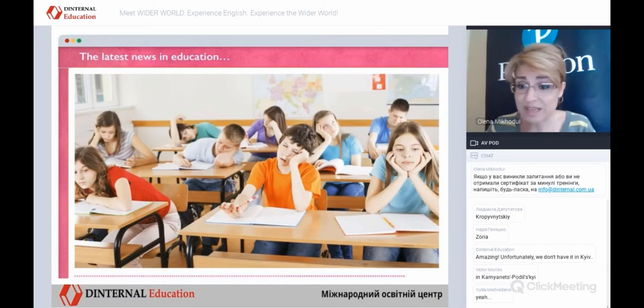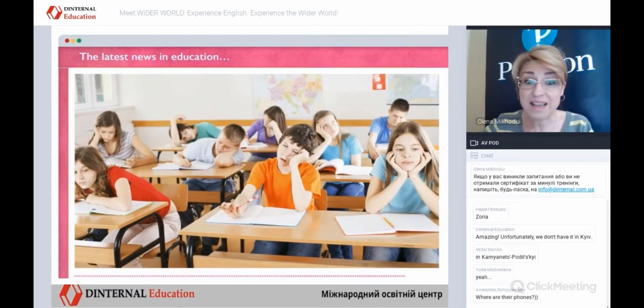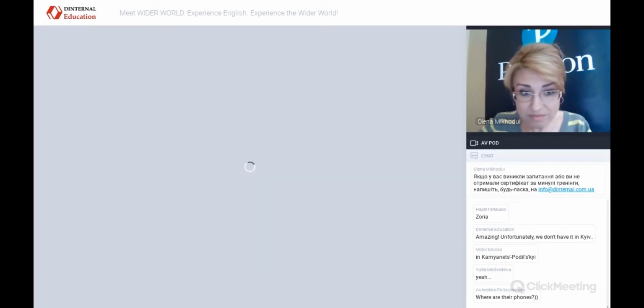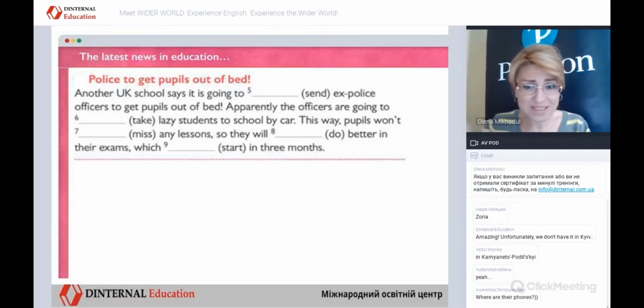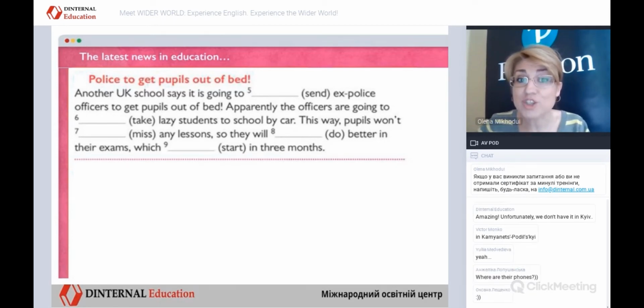So in Wider World, they approach this from a different angle. We're now going to look at some pieces of news from the area of education, but they're very interesting. Students would love that. For example, what about this one? Police to get pupils out of bed? Can you imagine that? Ignore the gaps, it's not important now. Another UK school says it's going to send ex-police officers to get pupils out of bed.